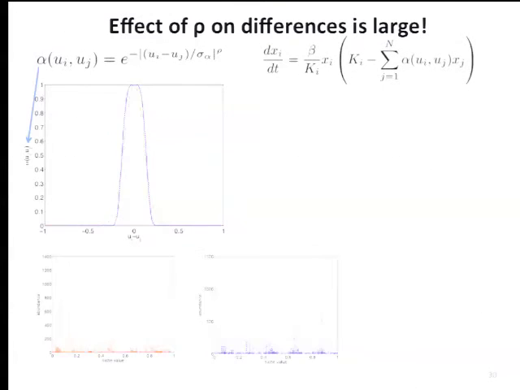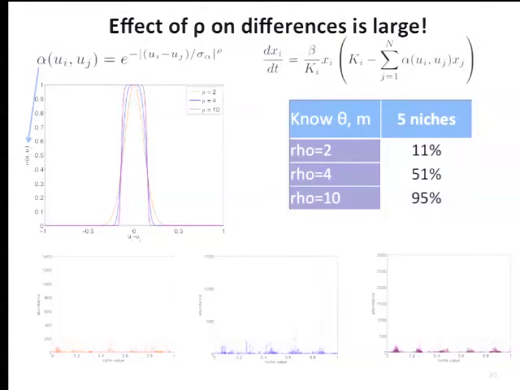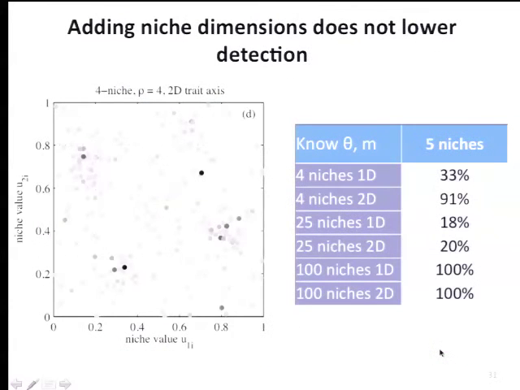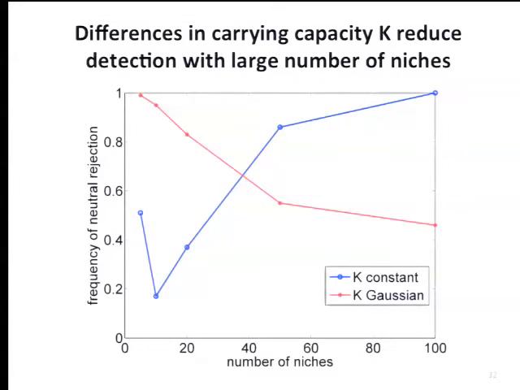We also find this rho parameter has a big impact on detection, especially these higher rhos that lead to more distinct clusters, which lead to higher detection. We've looked at niches in 2 dimensions, and that doesn't seem to lower detection at all. In some cases, with small numbers of niches, it seems to raise it quite a bit. And most importantly, the other thing we've added is to look at differences in carrying capacity and how much that changes detection. And that does have important influences.